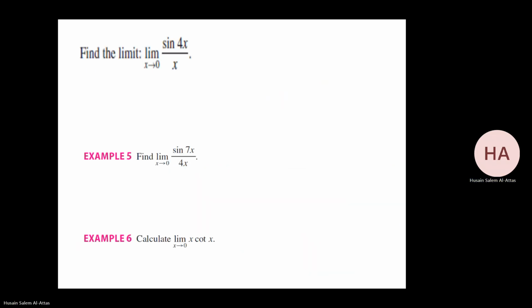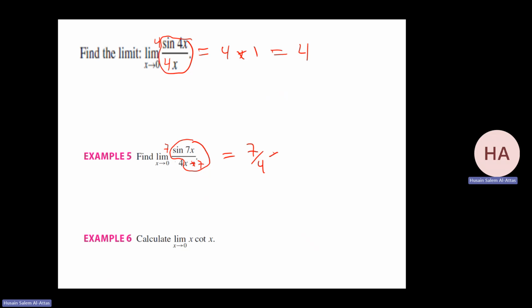Okay, now let us do these problems one by one. This is very clear. I put 4, and my answer is 4 times 1. So in this limit, by letting t equal 4x, you get 4 times 1, and that is 4. What will happen here? Multiply by 7, and I need to multiply by 7 here as well. By letting t equal 7x, I'm getting 1, so that will be 7 over 4 times 1, which is 7 over 4.